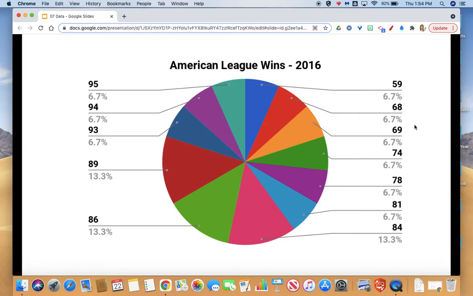Here's an example of a circle graph. This is the American League wins from 2016. You'll notice if you were to add up all of the percents, it would total 100%. And then this one, if you look at each individual section, it tells us what that represents. So this is how many had 68 wins, and it looks like that was 6.7%.